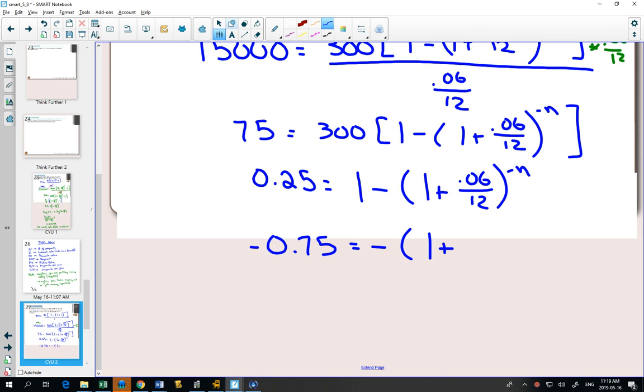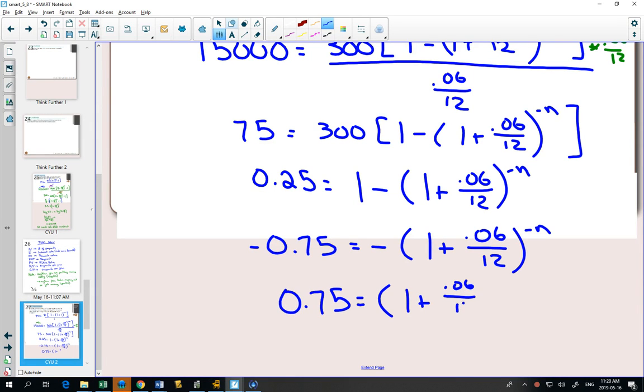Now when I subtract 1, does it make sense that that negative sign stays in front? Because we had 1 minus. So that negative sign would stay in front here. And I still don't have my power all by itself because of that negative sign. I could multiply both sides by a negative, and now I have the power all by itself.